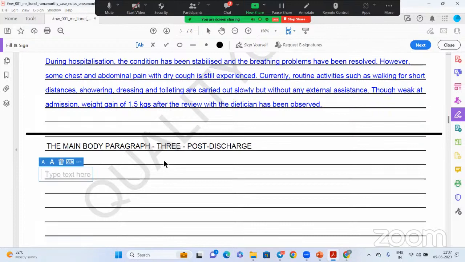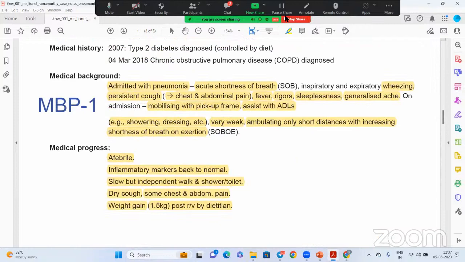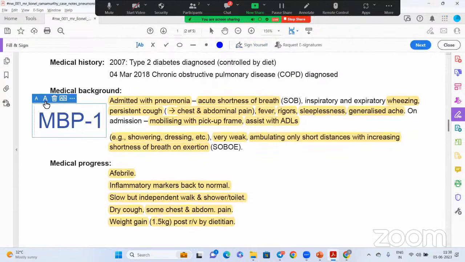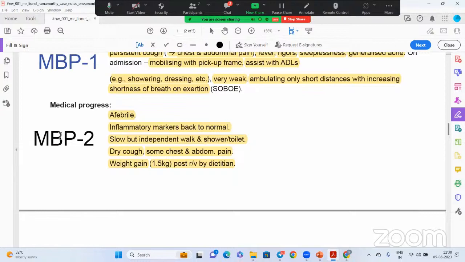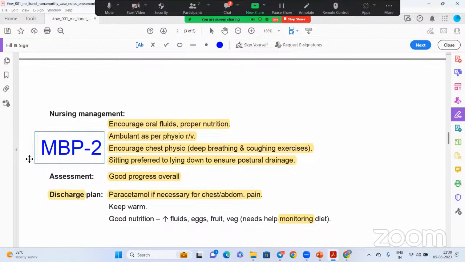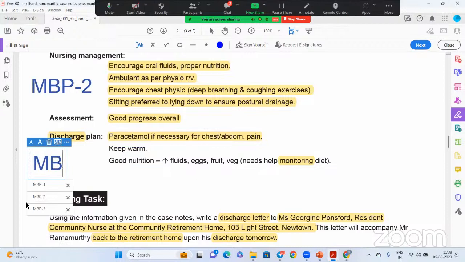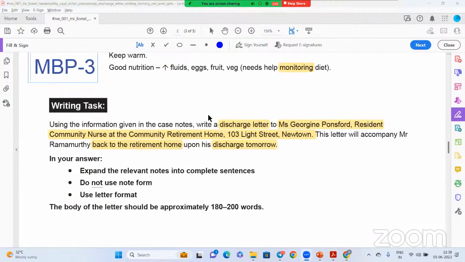Post discharge, what has to be done? Paracetamol, this is it. This is body paragraph 1. Then main body paragraph 2, and this is also main body paragraph 2. Then this is main body paragraph 3. So we are stepping into the last paragraph. With that, introduction, conclusion, finished, everything is done.